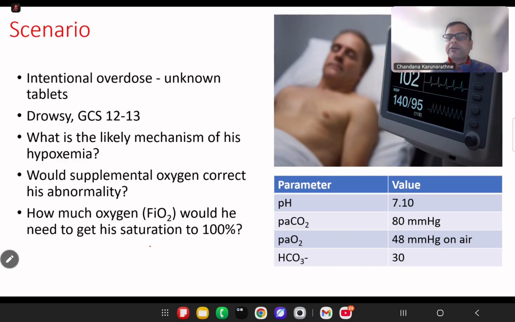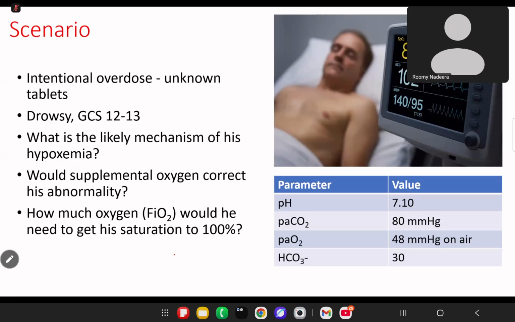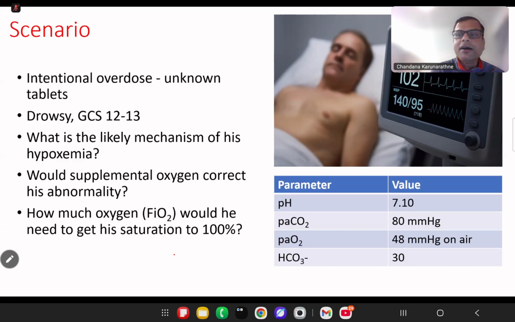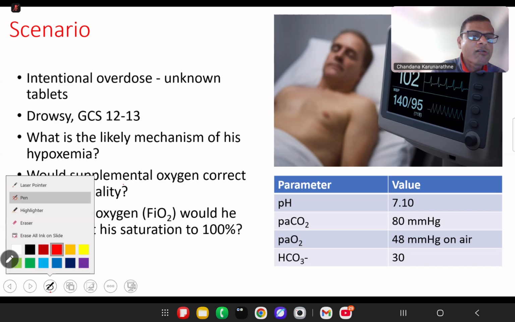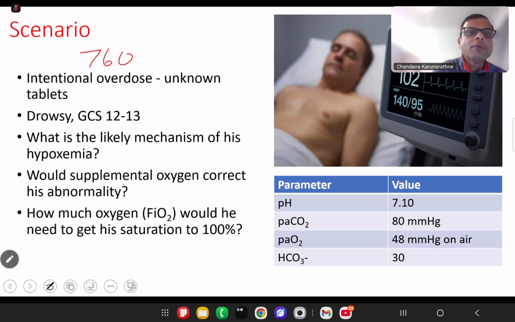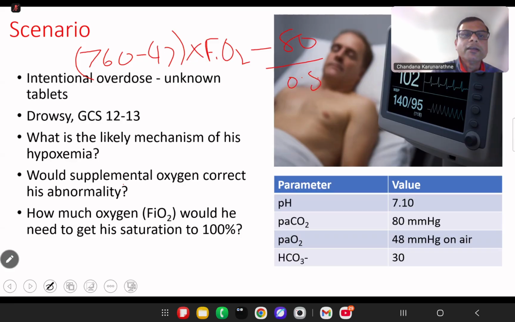Anyone can give me the answer? How much? 28%. Sorry? 28%. Excellent, excellent. So what you do is 760 minus 47 to make it dry gas, and you multiply by FiO2, and then minus PaCO2, which is 80 divided by 0.8, and this equals your PaO2 of 100. So FiO2 is the only one which we do not know. Then you use a calculator or whatever, and you get 28%.